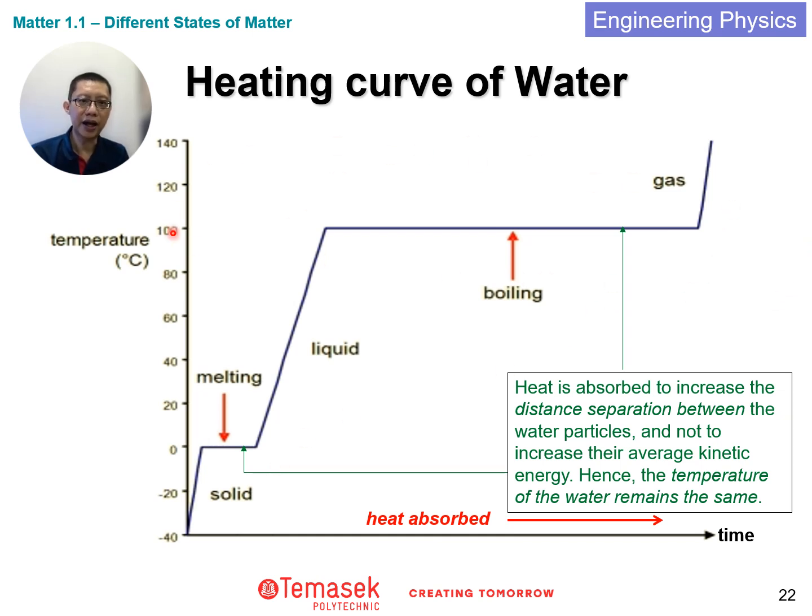Similarly, at 100 degrees Celsius, boiling occurs. The temperature again remains constant while the absorbed heat is used to increase the distance separation between liquid molecules, allowing them to become gas. In both changes of states, the heat is used to separate particles rather than increasing their kinetic energy, which is why the temperature remains constant during these transitions.